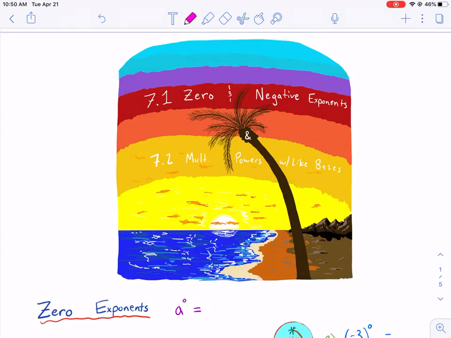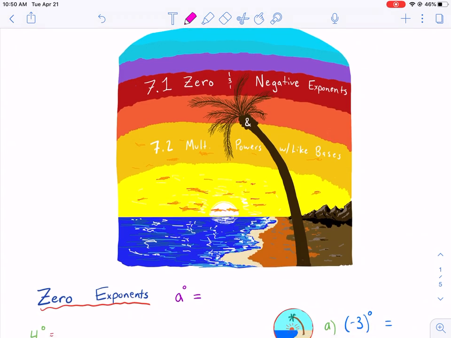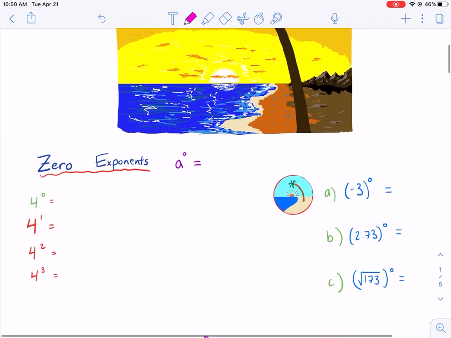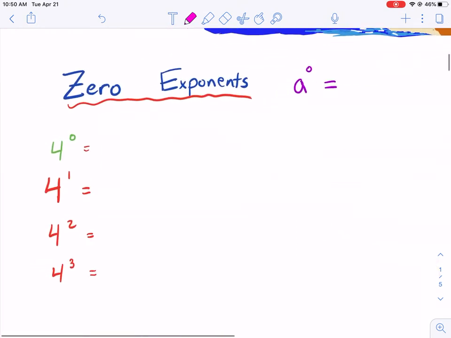Welcome, algebra students, to the start of Chapter 7, which is talking about exponents. Today we're going to be talking about zero and negative exponents. So the origin of all exponents, let's start with the zero, okay? Well, first we need to understand what an exponent does.